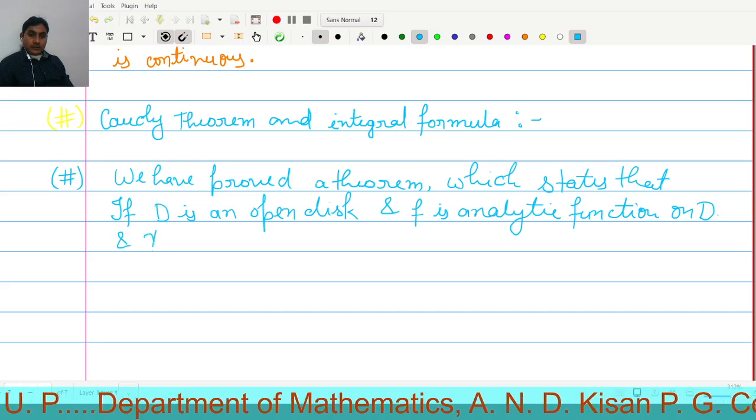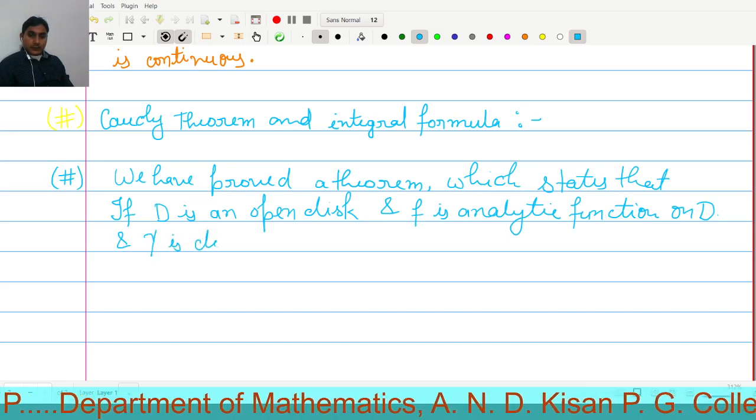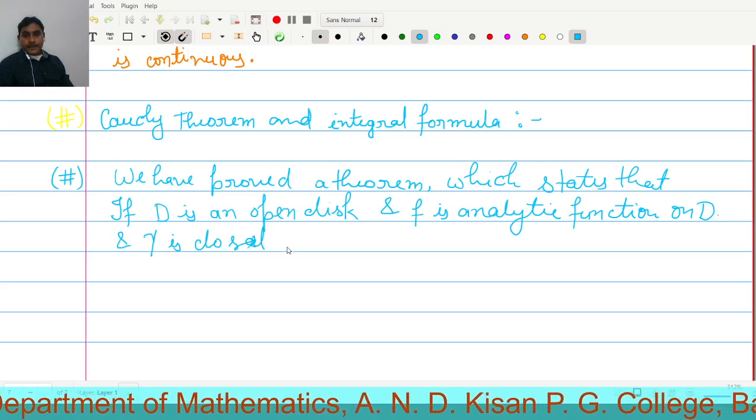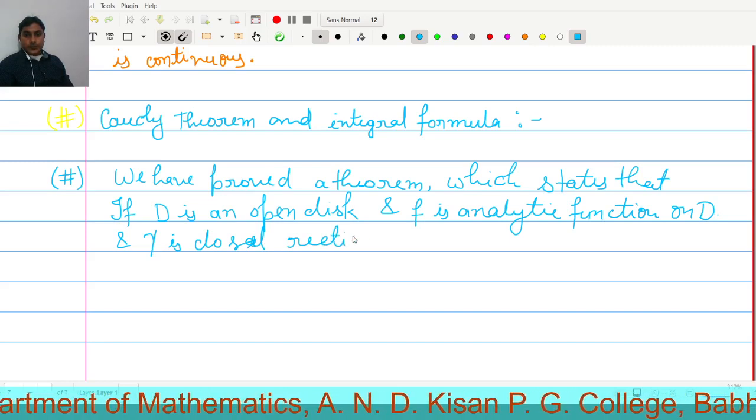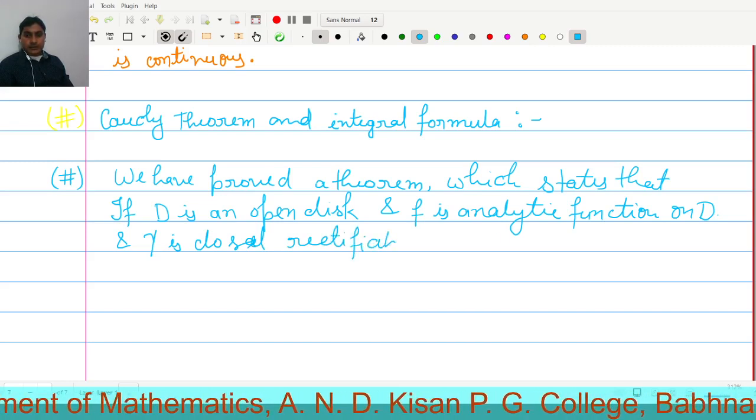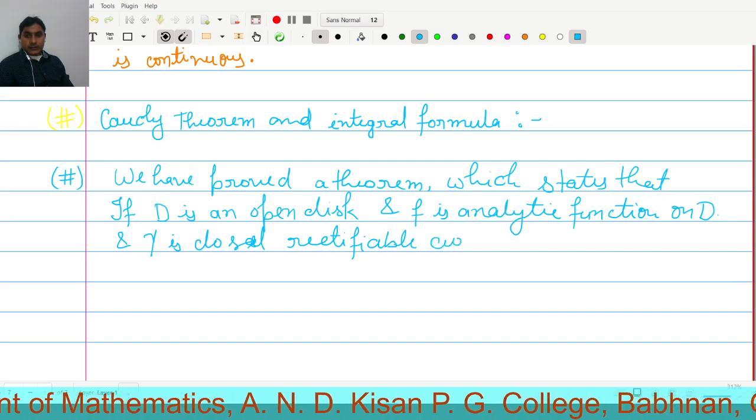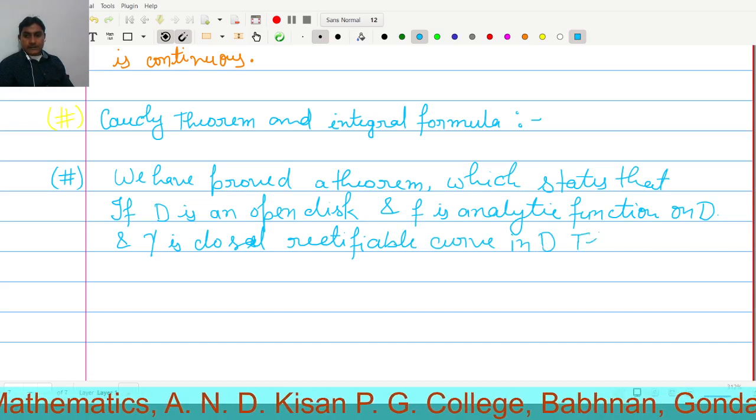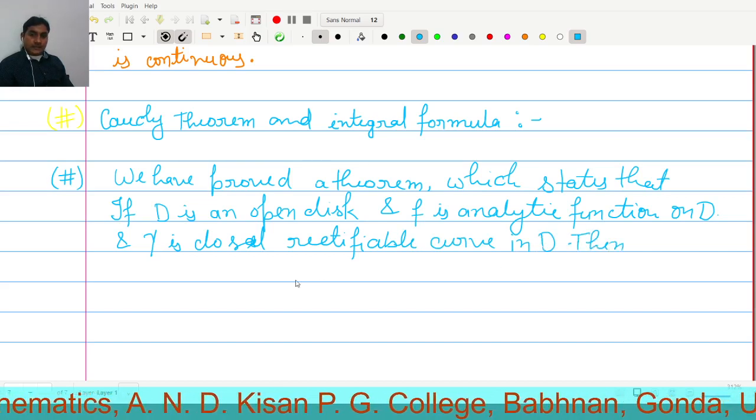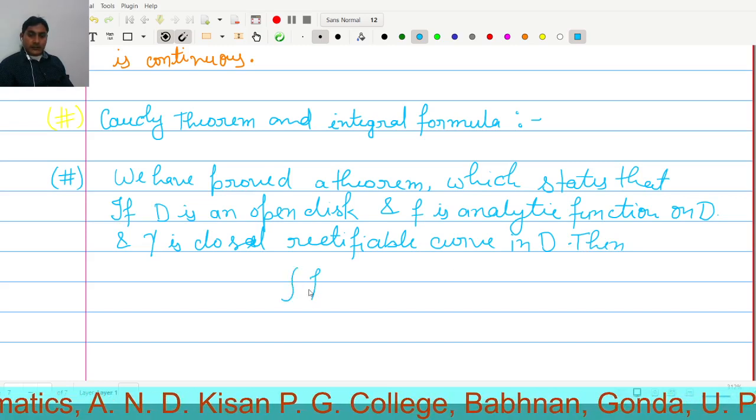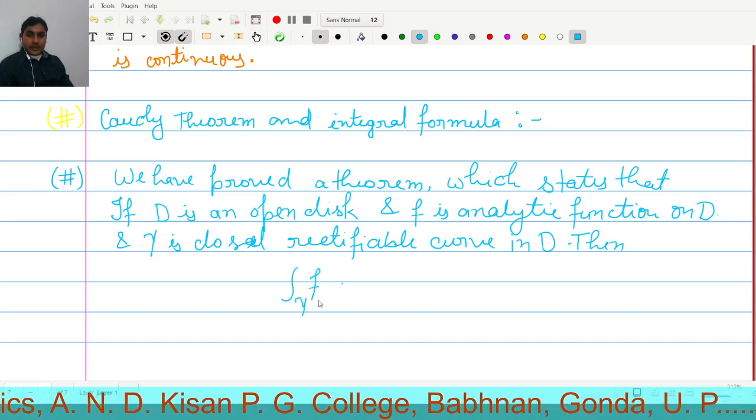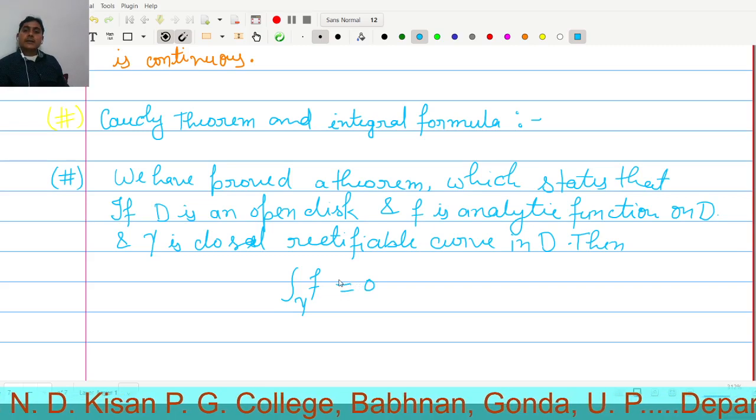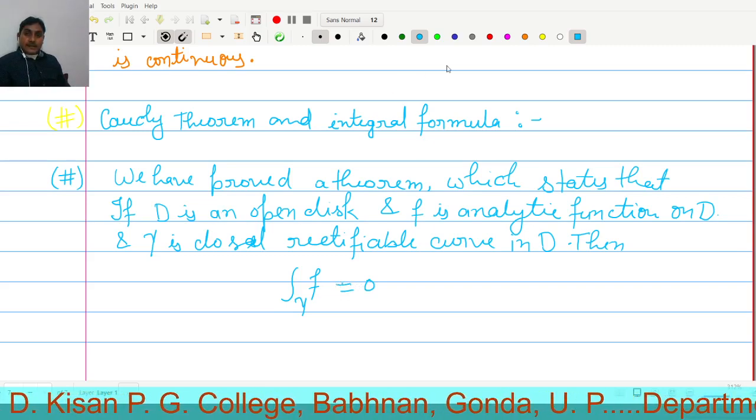and gamma is a closed rectifiable curve in D, then the integral of f about this gamma is equal to 0. This we have already discussed in the previous classes.